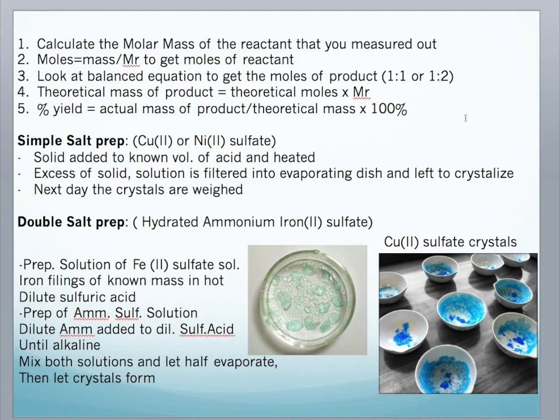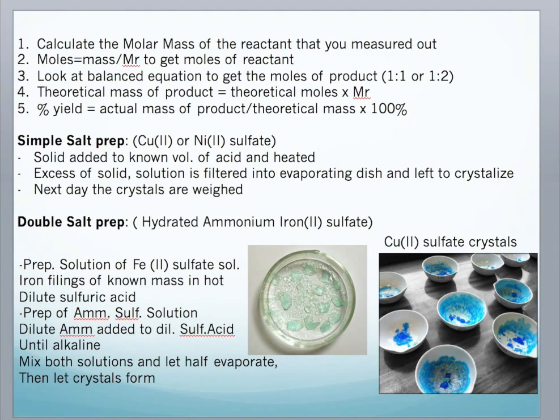So to prepare a simple salt, most likely you'll be asked to do a copper 2 or a nickel 2 sulfate. So the procedure would be you'll have a solid, you will add that solid to a known volume of acid and you will heat it. And you'll keep adding the solid until it's in excess, meaning that you'll have a little bit of a precipitate in the solution. You will then filter the solution into an evaporating dish, and you basically leave that to crystallize, and usually on the next day you can then weigh the crystals.